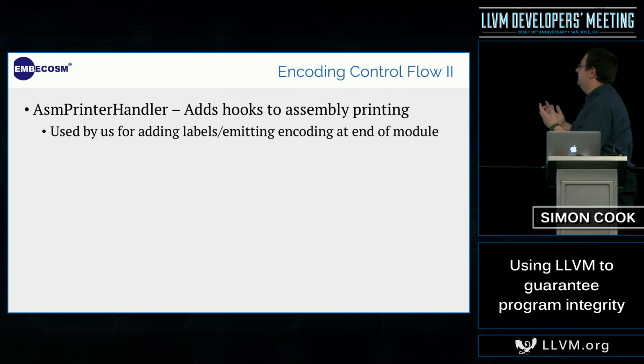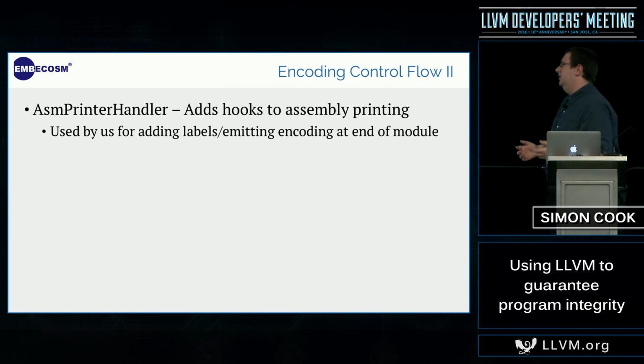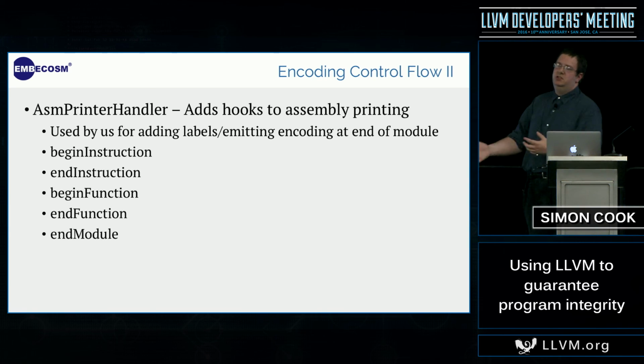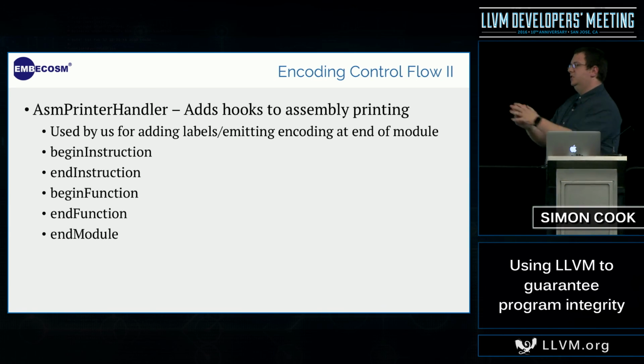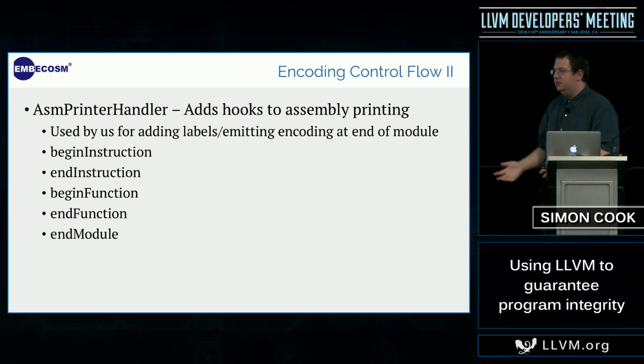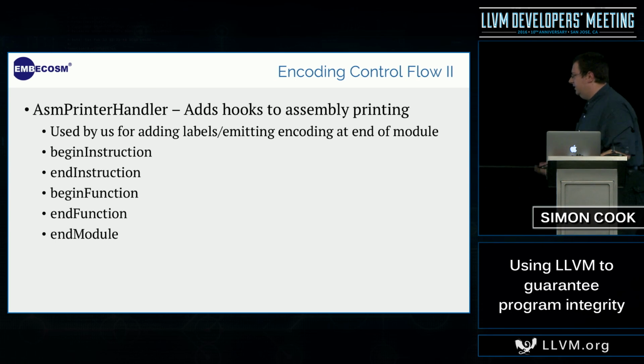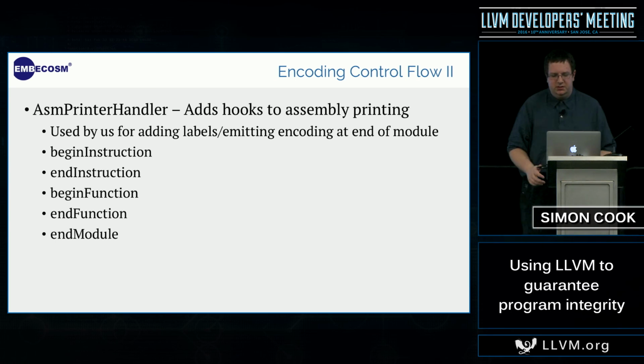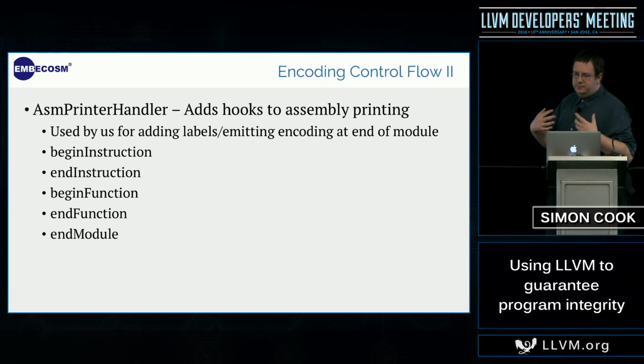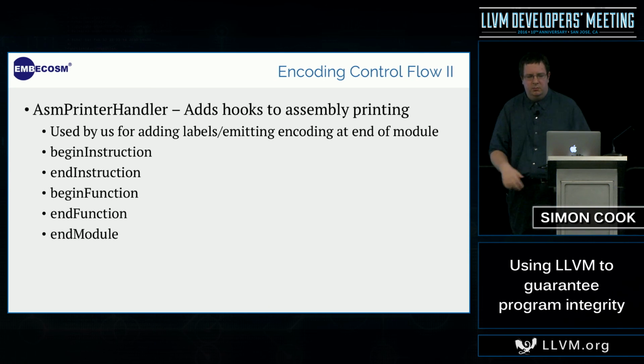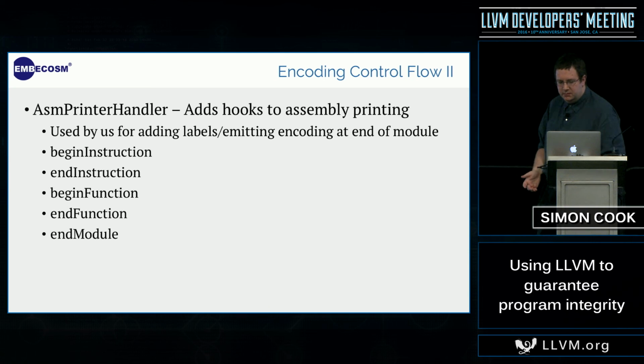So this gives us hooks like: I'm about to start emitting this instruction, do you want to stick any labels in beforehand? I've just finished this instruction, is there anything you want to do? Begin function, end function, and so on. This is normally used by LLVM to add debug information, but we're just reusing it for our purpose.